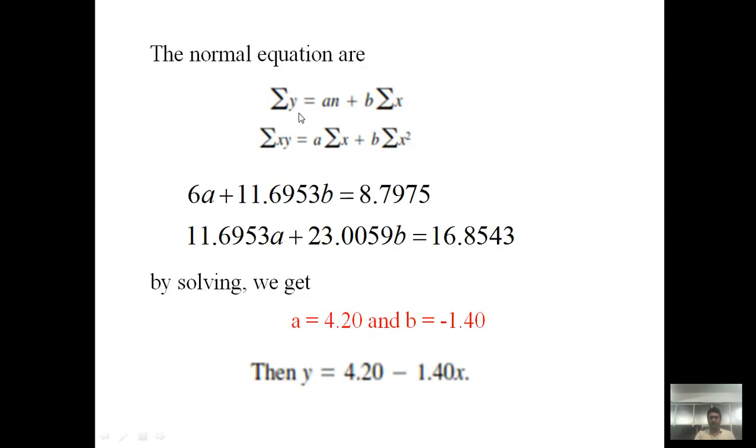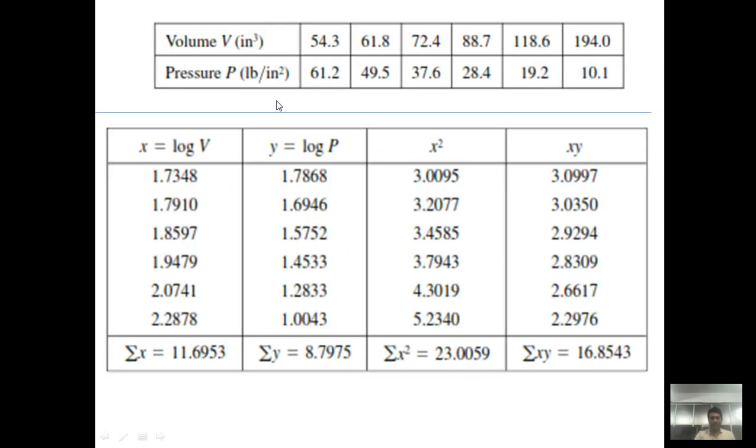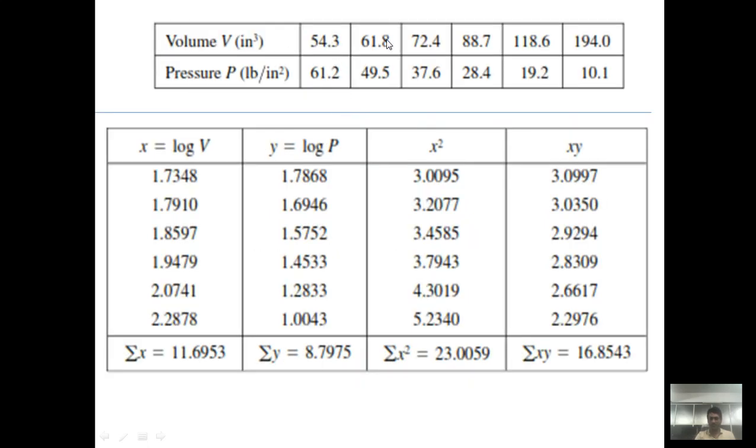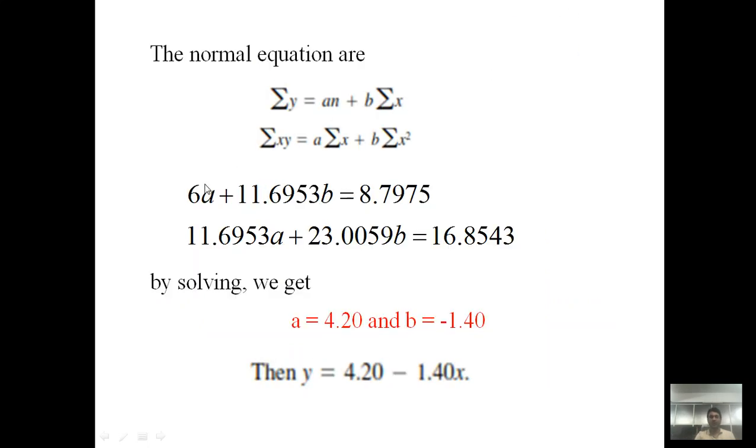So to solve this normal equation, plug in the value of each summation. The first one is summation of y, from the second column, that is 8.7975. Now n. How many data points are given? Say 1, 2, 3, 4, 5, 6. So the value of n is 6.